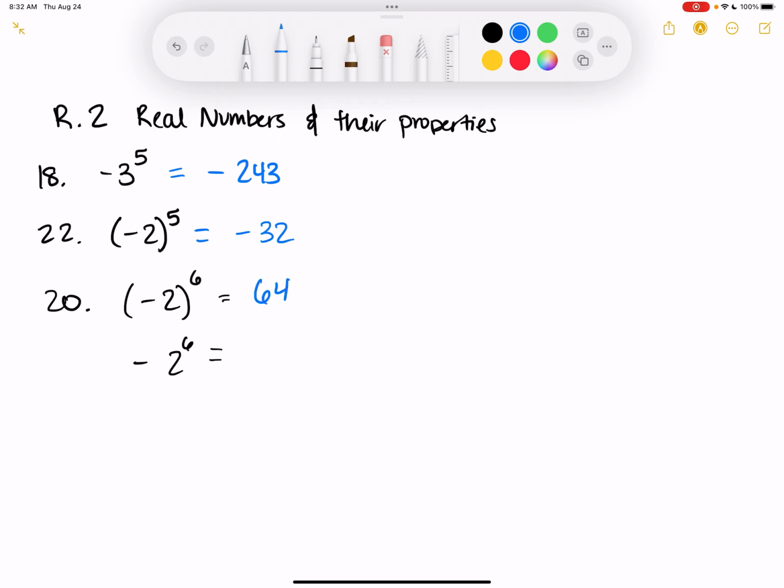But if we had this, where it's not in parentheses, the 6 is only on the 2, not the negative. So this one would be negative 64. So just make sure you pay attention to the negatives when there's a parentheses. When it's an odd power like 18 and 22, it doesn't really matter, because an odd power is going to be negative regardless. It's not going to change it. But that's probably the most common mistake with exponents, when there's a negative. So I like to go over that.